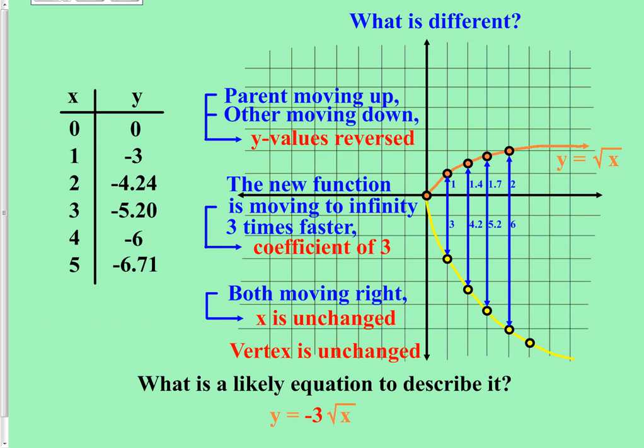And we did install the 3 outside of the radical so that it could be an effect of 3. If you wanted to put a number inside of the radical, the number would have had to have been 9, because the square root of 9 would have resulted in a 3 outside of the radical. Okay, so in all likelihood, this is probably the equation that described that set of points.